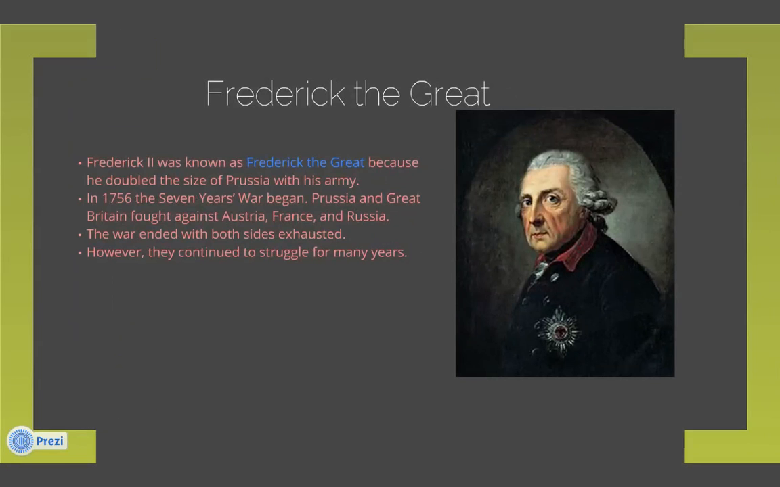Now, last but not least, we're going to talk about Frederick the Great. Frederick the Great is also known as Frederick II. He is known as the Great because he doubled the size of Prussia with his army, with his military force. In 1756, the 7 Years' War is going to begin. Prussia and Great Britain fought against Austria, France, and Russia. The war is going to end with both sides exhausted, and they're going to continue to struggle for many years.